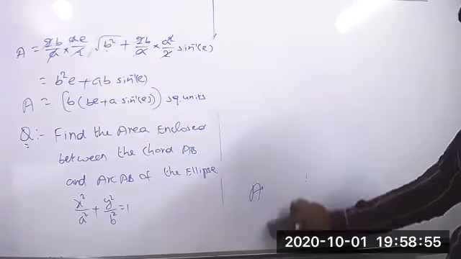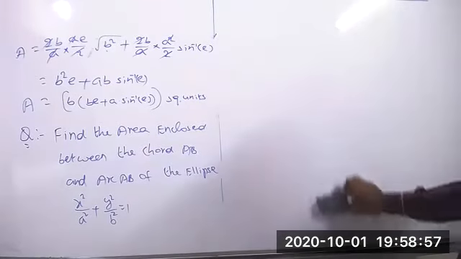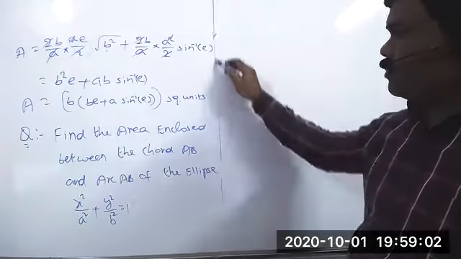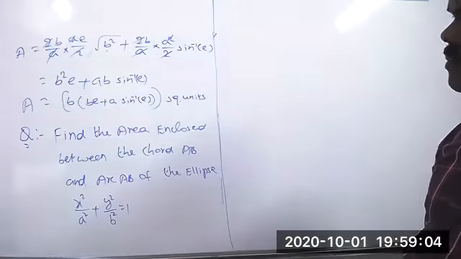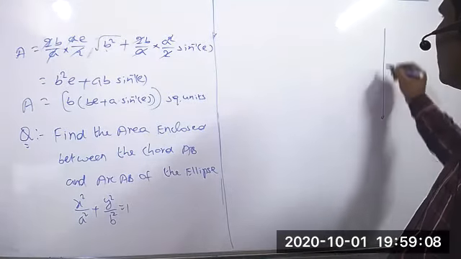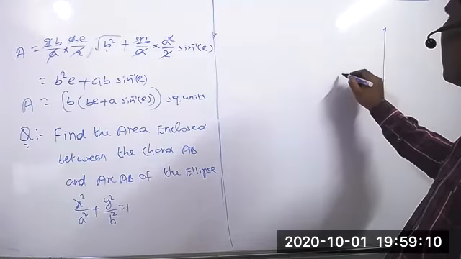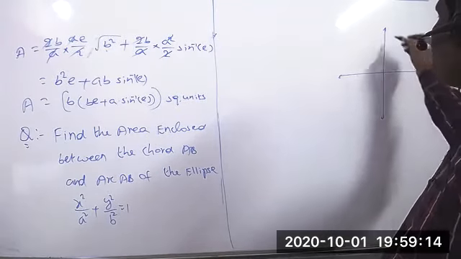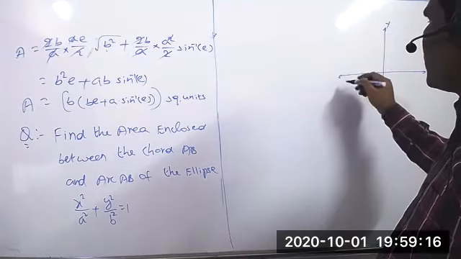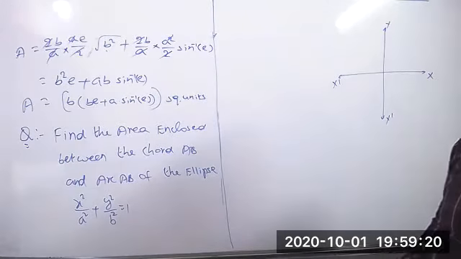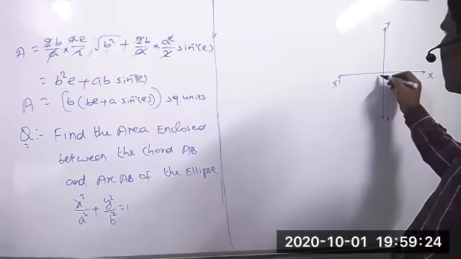What is the meaning of chord? What is chord? A line segment joining two points of a circle. Yes, joining two points on a circle is called a chord.